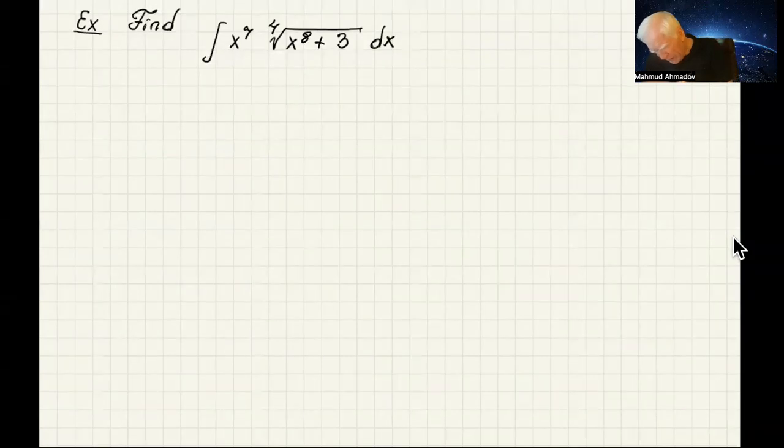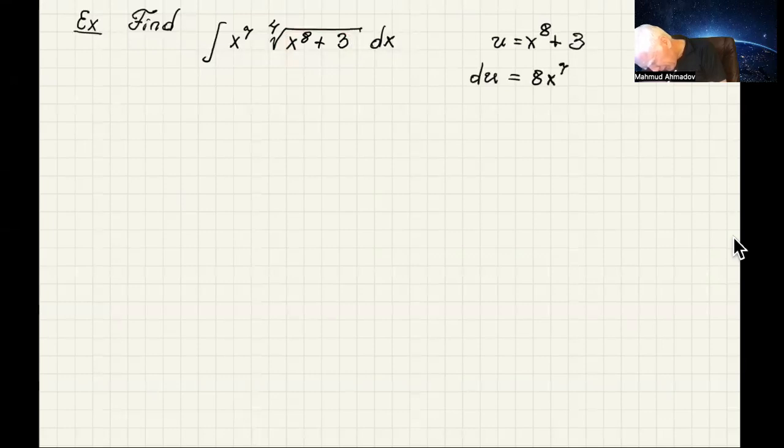So first of all, we see that the expression under the root is x to the 8th plus 3. So we will replace that expression with u. So our u is x to the 8th plus 3. That is an inner function. Then we find the du. Because if you're switching from x to u, then you've got to switch from dx to du. And that is going to be equal to 8 x to the 7th dx.